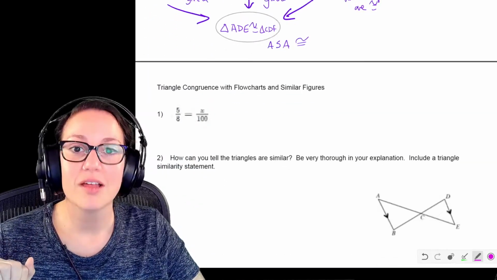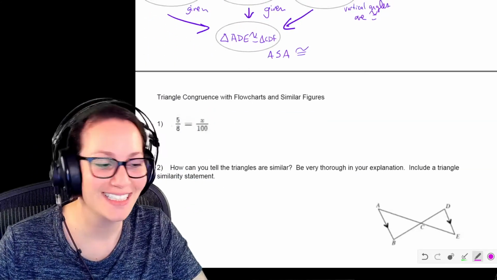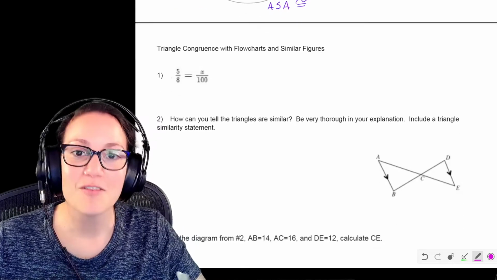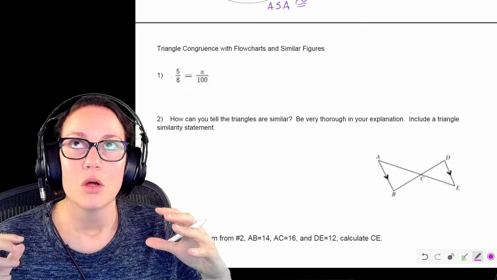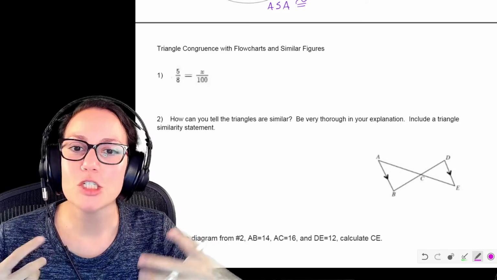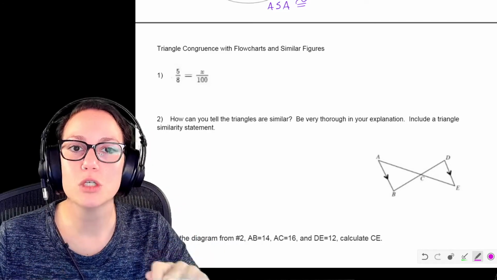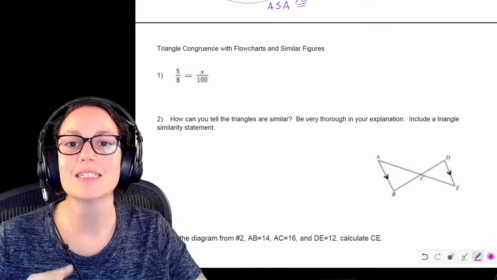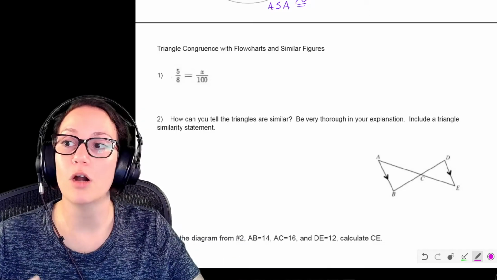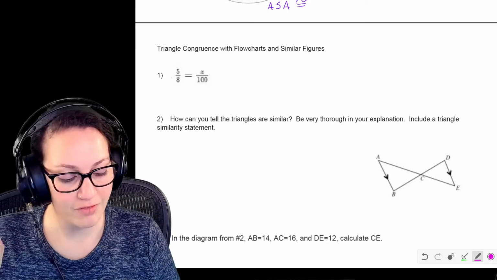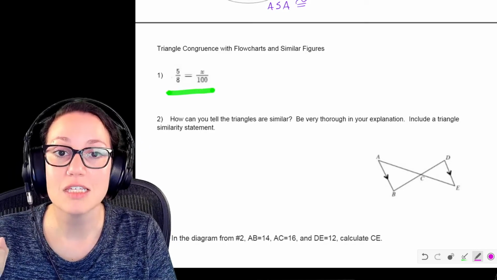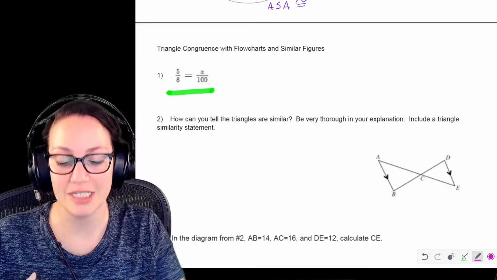So now let's do something that's not proofs. So before we jump into working with similar shapes, let's just do a quick review on how to use a proportion to isolate x to solve for our unknown. So right here, we've got 5/8 is equal to x over 100.